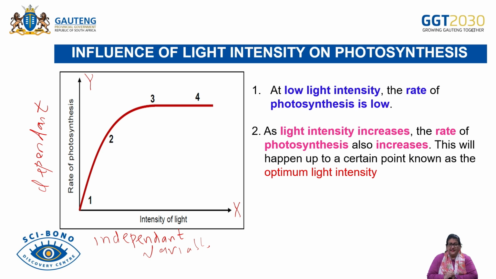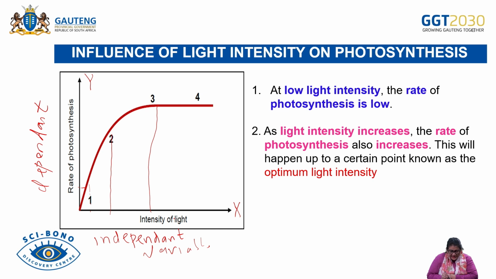So here, let us analyze this graph now. This is a line graph. It's not a bar graph. It's not a histogram. It's not a pie chart. So this is a line graph. Right, learners? So here's the rate of photosynthesis as my dependent variable. And I can see at 1, my rate was very low. Can you see? As my light intensity increased to 2, my rate of photosynthesis also increased. As my light intensity increased to 3, my rate of photosynthesis also increased.